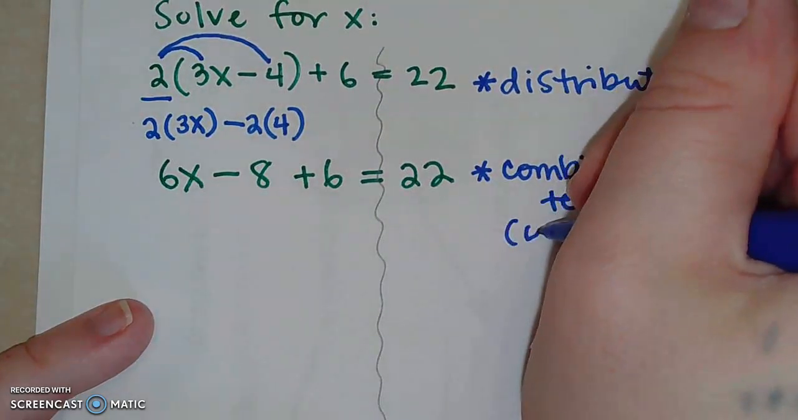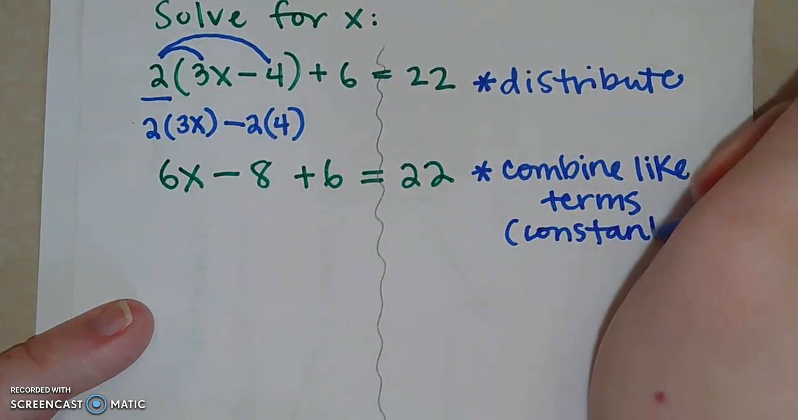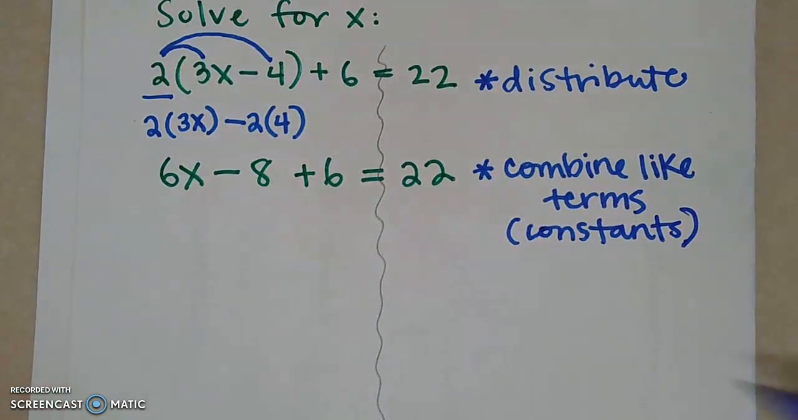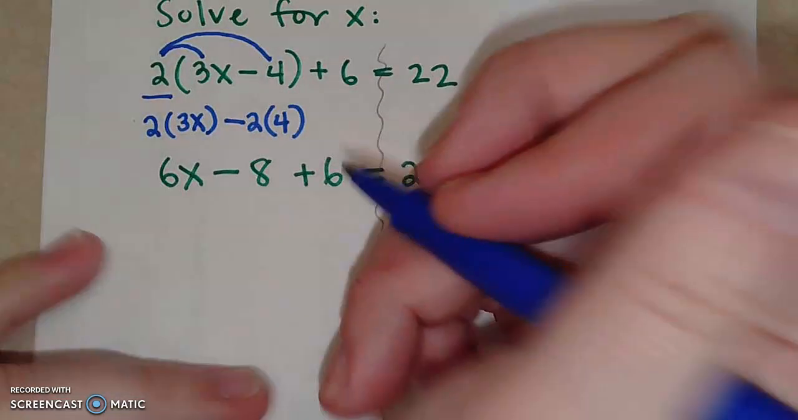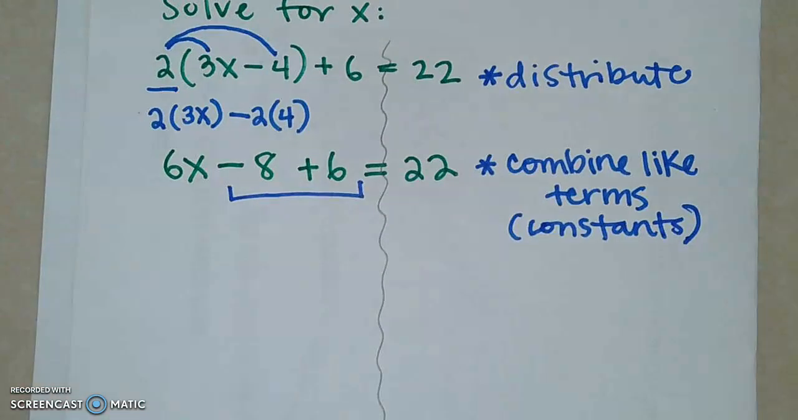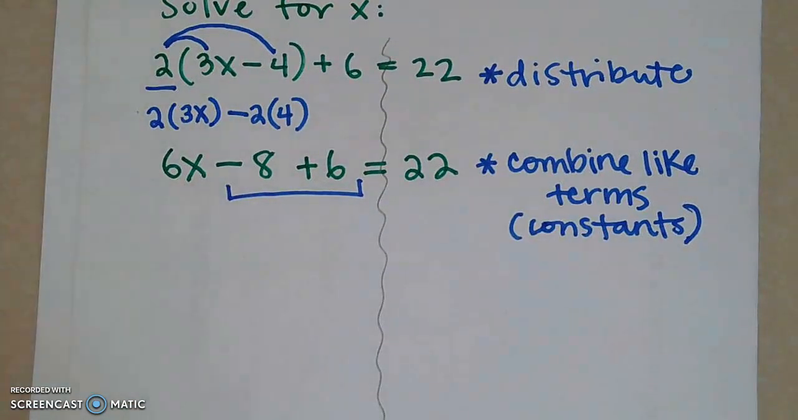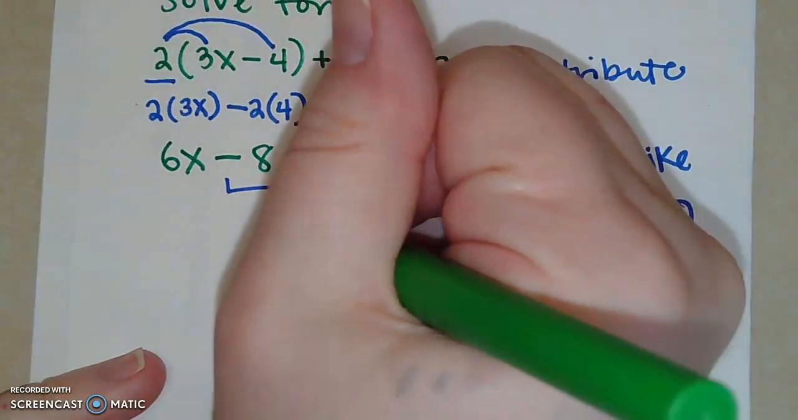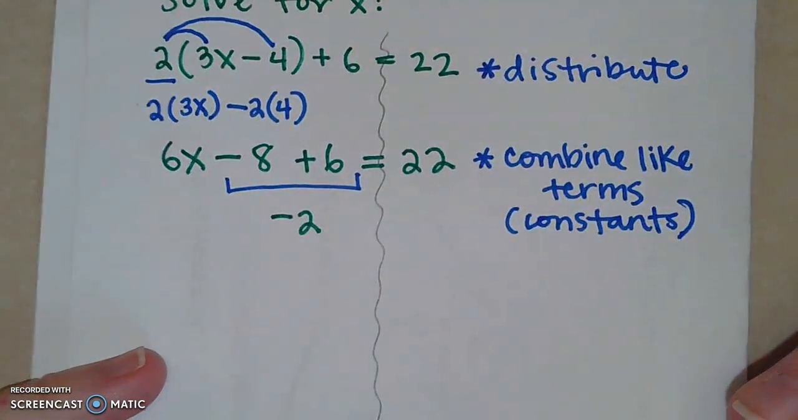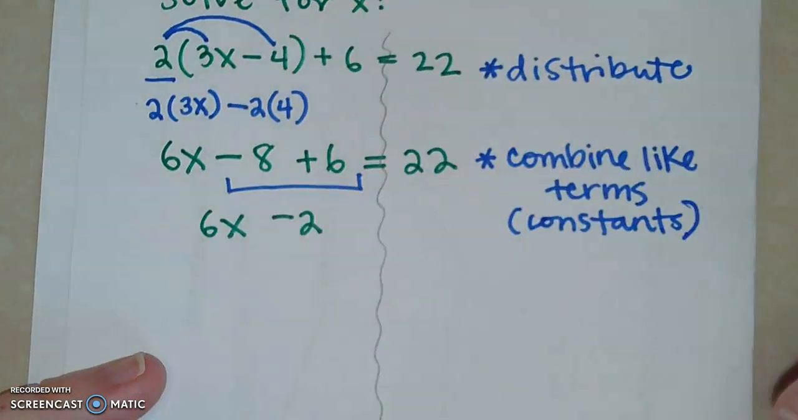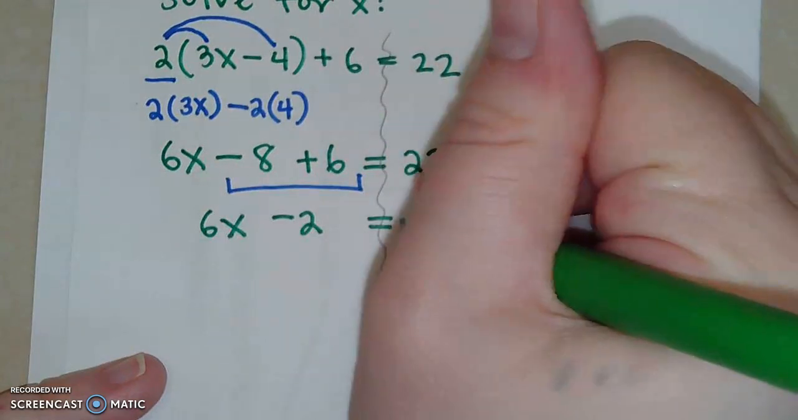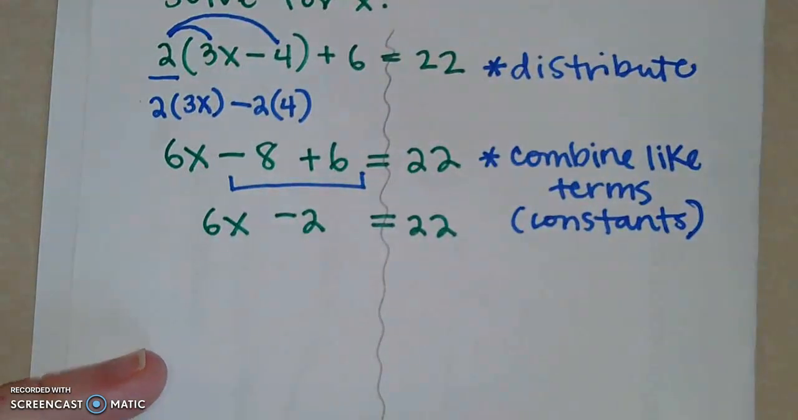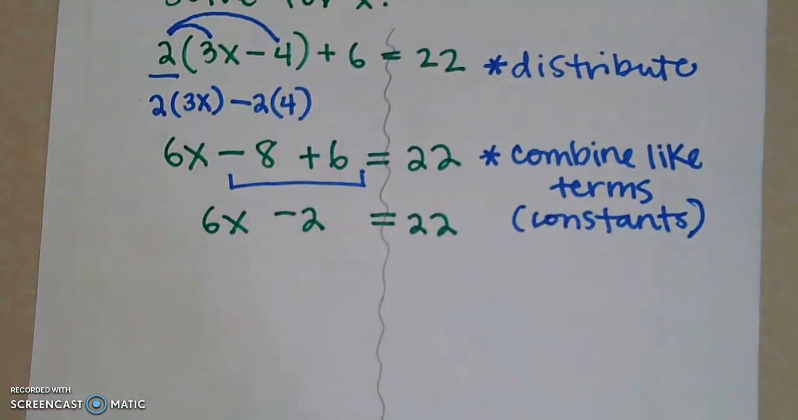I want to focus on the constants when I'm combining like terms. And constants is just a fancy math way of saying the numbers that don't have a variable. So if I look on the left side, I see right here, -8 plus 6, which of course is -2. So I have 6x minus 2 equals 22. All right, 2 more steps.